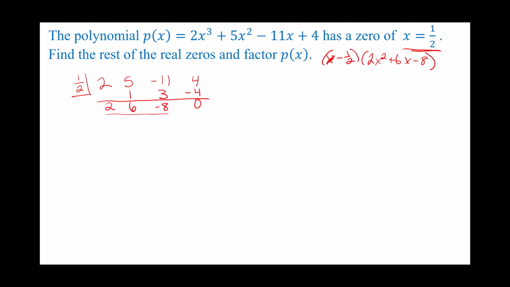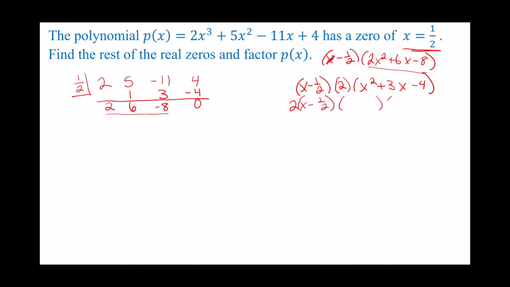Well, I can do more. Let's factor this part. There I can factor out a 2. So I still have the x minus 1/2. And then in the second parentheses, I'll factor out a 2. And I'm left with x squared plus 3x minus 4. And then I can factor that further. I'll put the 2 in front, and then x minus 1/2.